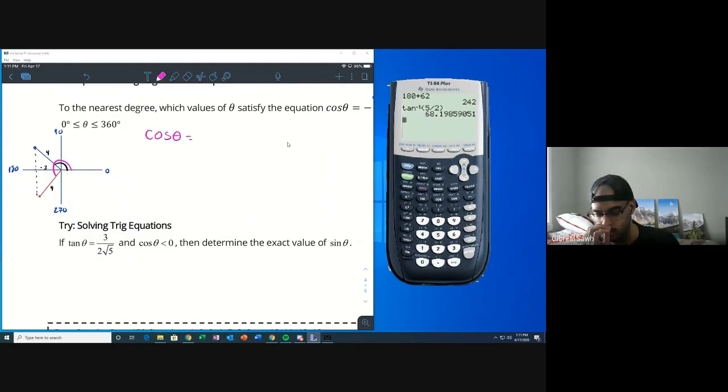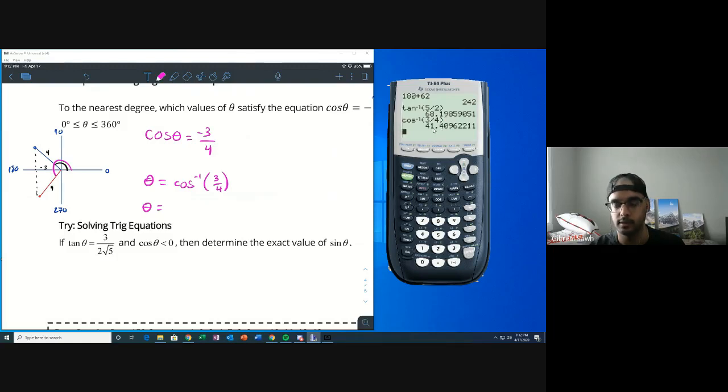Cos theta equals -3/4, which means theta is the inverse of cosine. Now we're again going to use the positive version of this to find that reference angle, 3/4. So that's going to give us the reference angle, and we can use it to work backwards to figure out the standard position angle, the other part that's missing. So theta is going to equal, let's put this in here, second cosine of 3/4. My reference angle is 41 degrees.